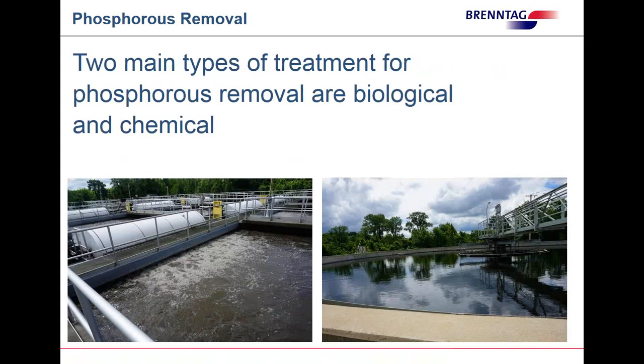Two main types of treatment for phosphorus are biological and chemical. I'm first going to cover the biological treatment. If you're treating phosphorus biologically, then you're also treating for BOD and ammonia. So I'm going to give an overview of an activated sludge process that would be designed for BOD, ammonia, and possibly phosphorus removal. Next.